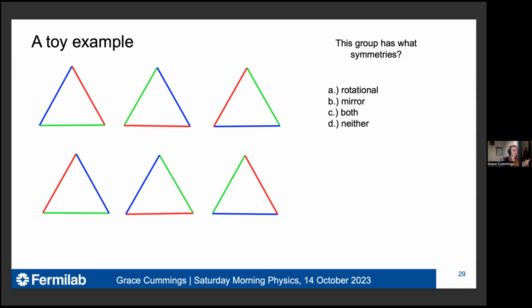All right. Great. I'm getting some answers in the group, and both, C, is what I'm seeing in the chat. Hopefully that's happening in the room.